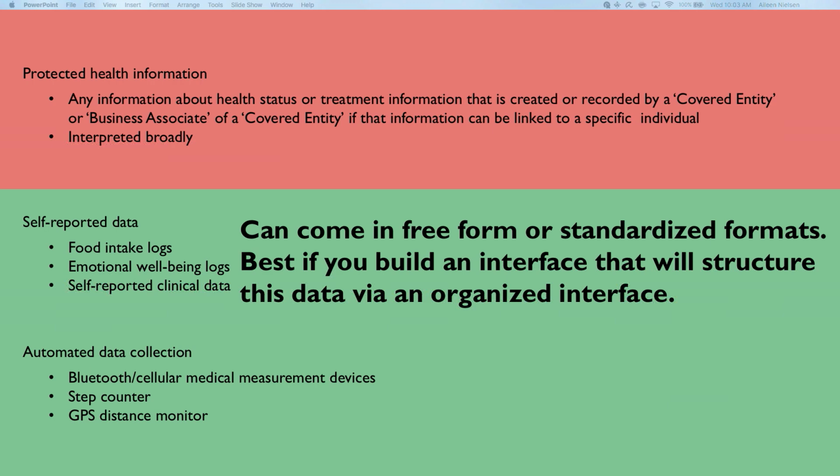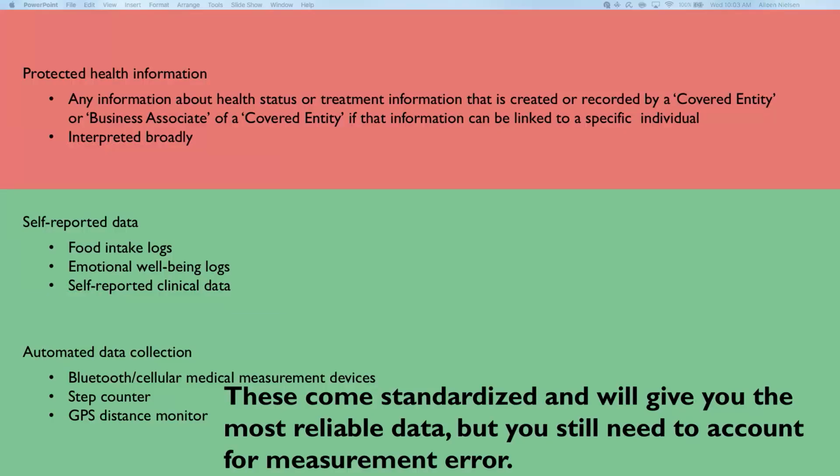So if you can take things that people might say in different ways and come up with a user-friendly way for them to all input it in the same way that feels easy and joyful and simple and uniform, you will make your life a lot easier and you will make your data scientist team a lot easier. And automated data collection, this is also a really rich source of information. These will come standardized and will give you the most reliable data because you know that unlike people, machines don't usually lie, although they can be broken. So you do still need to account for measurement error.